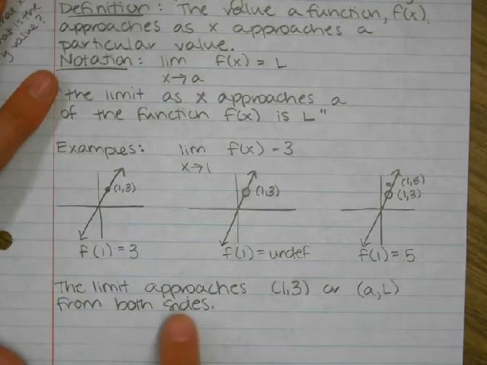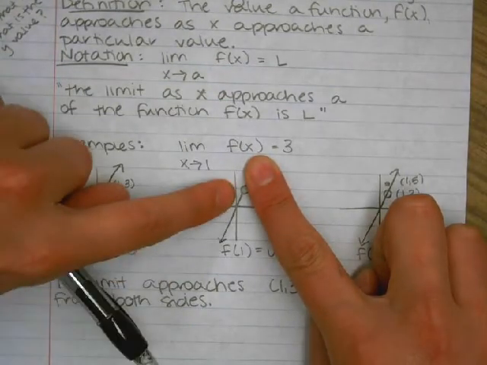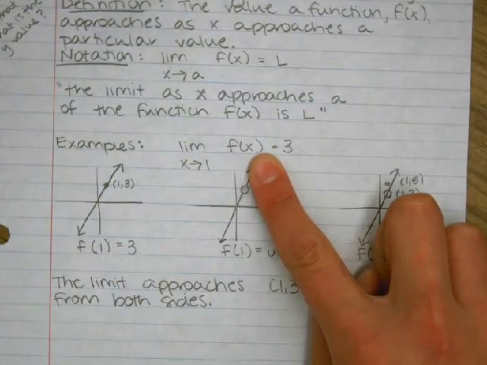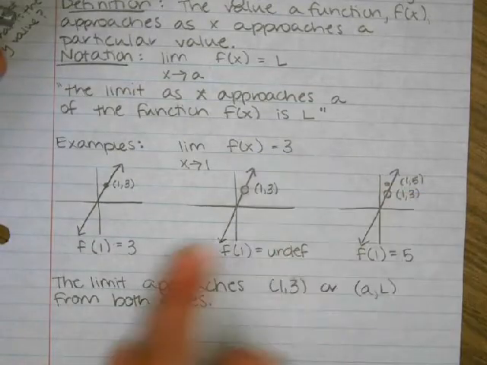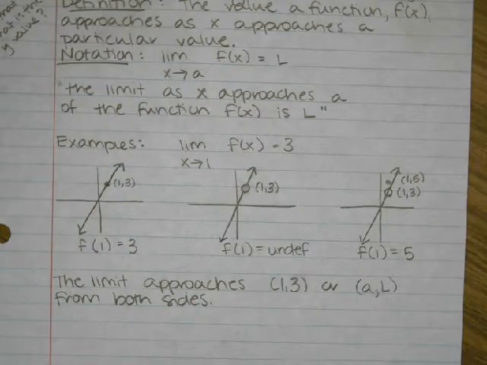So what I mean from both sides is, if you were to cover up the right side of this picture and look at it from the left side, you'd still expect that y value to be 3. If you cover up the left side and look at it from the right side, you're going to expect that y value to be 3. So both of those sides agree.